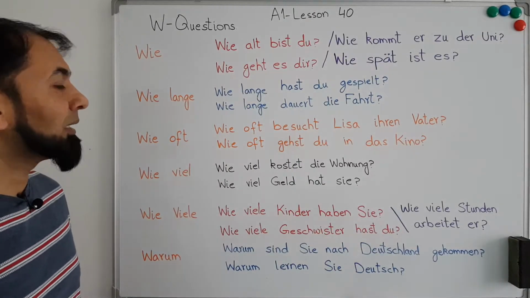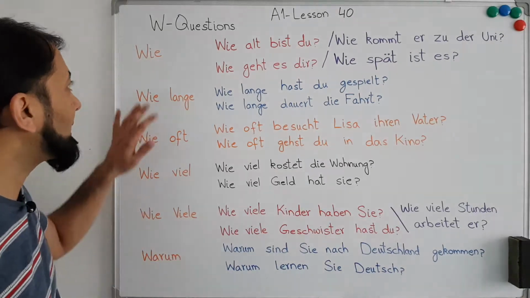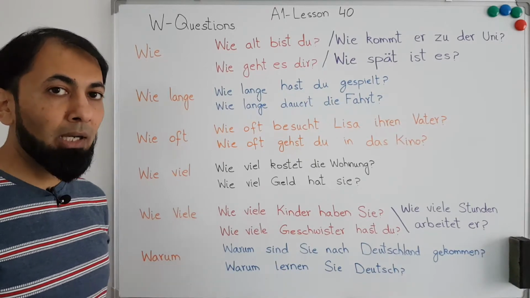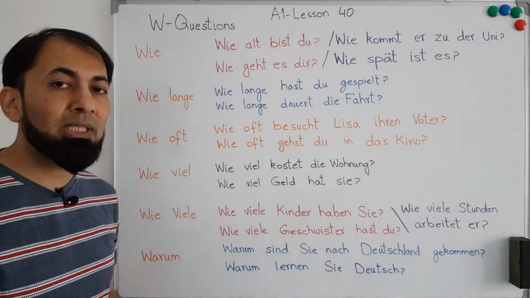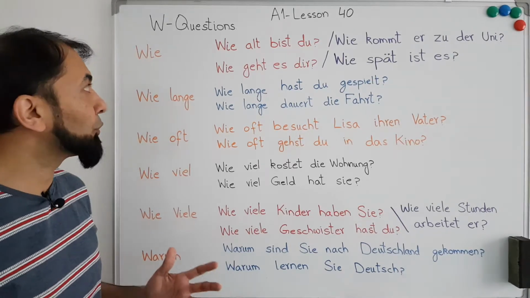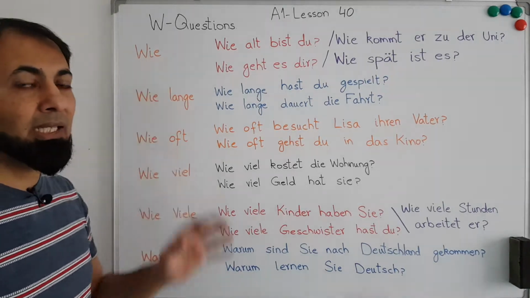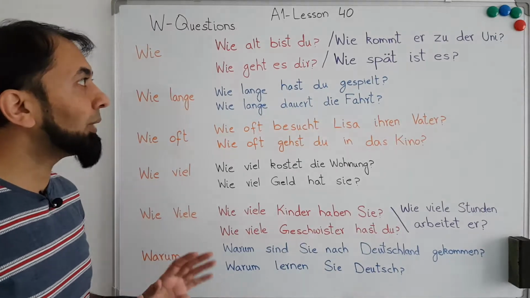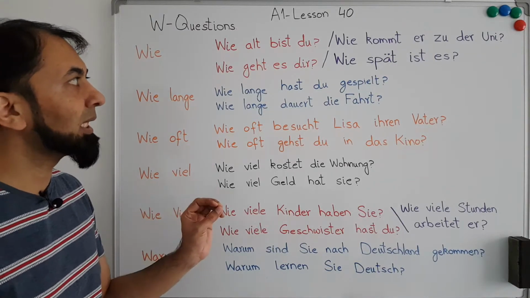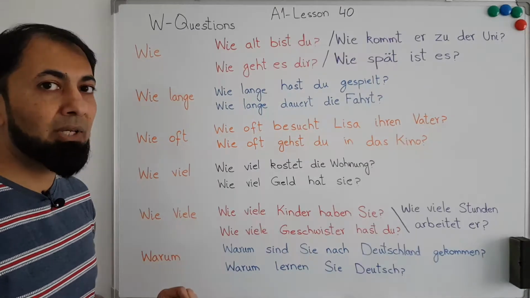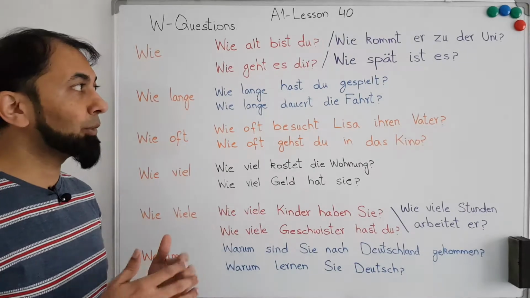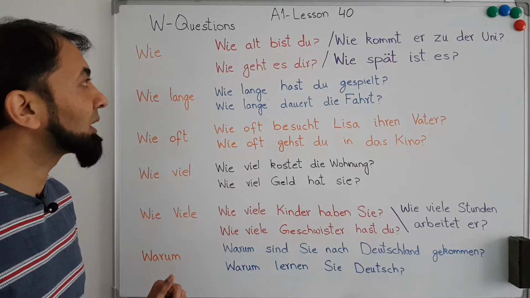So the first W question word I have listed today is wie. Wie means what or how. Mostly it is used in the meaning of how, but there are certain scenarios in which we have to use wie in the meaning of what. So I have listed some examples. These are the most frequently asked questions at A1 level, and you should know these W questions when you are going through the A1 level of the German language course.